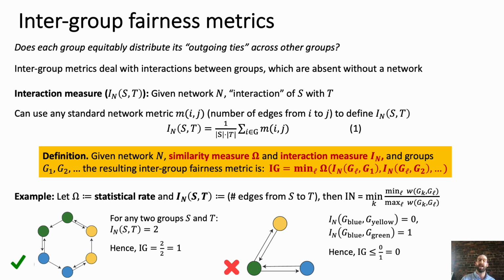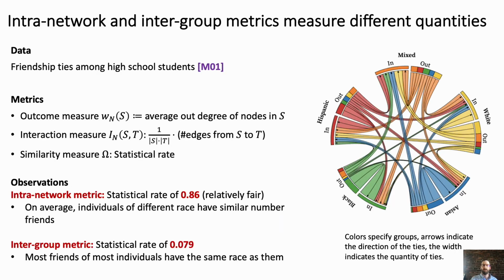Using total outgoing edges as our interaction measure, the figure on the left evaluates as fair because each group sends an equal number of edges to each other group. They are not favoring one group over another. This does not hold for the figure on the right. For our empirical example of this metric, we compared an intergroup metric to an intra-network metric.